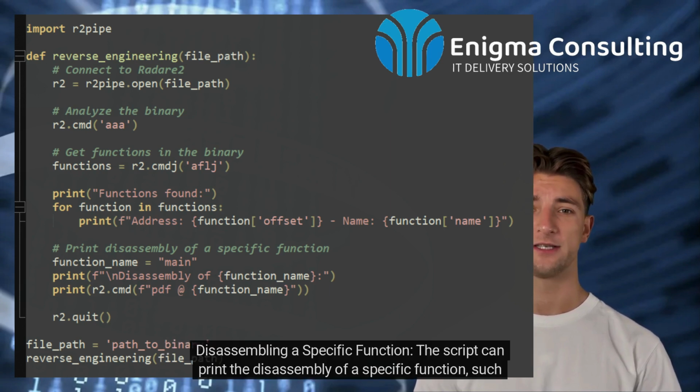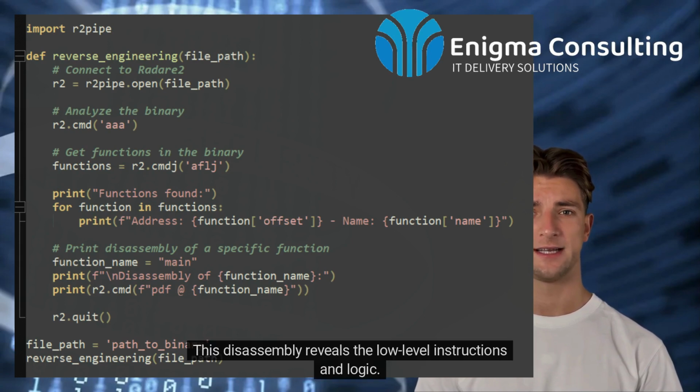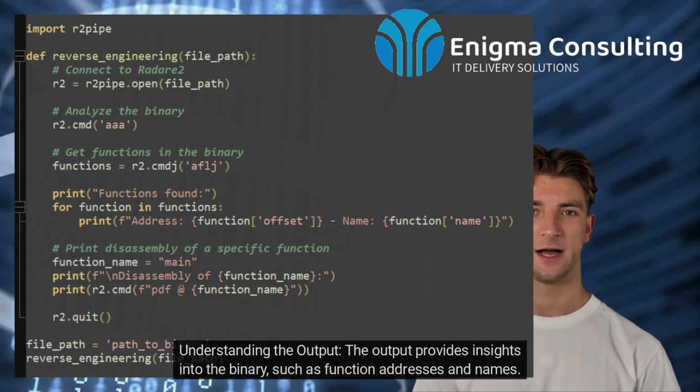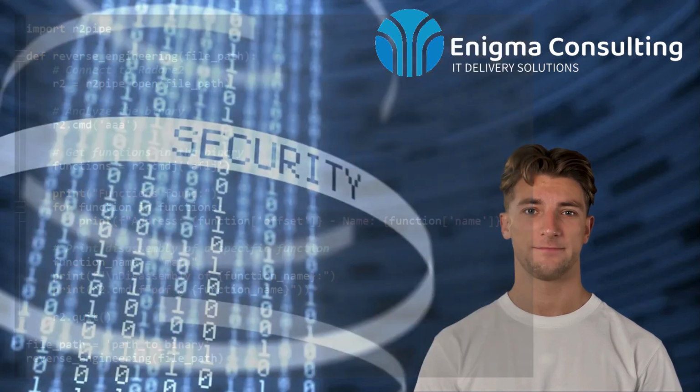Disassembling a specific function, the script can print the disassembly of a specific function, such as the main function, using pdf @ function_name. This disassembly reveals the low-level instructions and logic. Understanding the output provides insights into the binary, such as function addresses and names. The disassembly is a detailed view of the assembly language, representing the machine code.